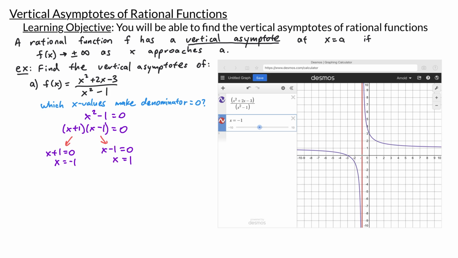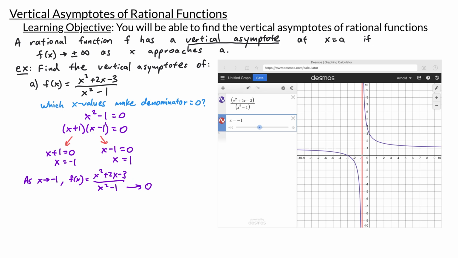The reason has something to do with the numerator. So let's think about what happens when we plug in x values getting closer and closer to negative 1 and positive 1 into our function. So as x goes closer and closer to negative 1, our function f of x, which is x squared plus 2x minus 3 divided by x squared minus 1, we know that the denominator is going to get closer and closer to 0. What happens to the numerator as we plug in numbers that get closer and closer to negative 1?